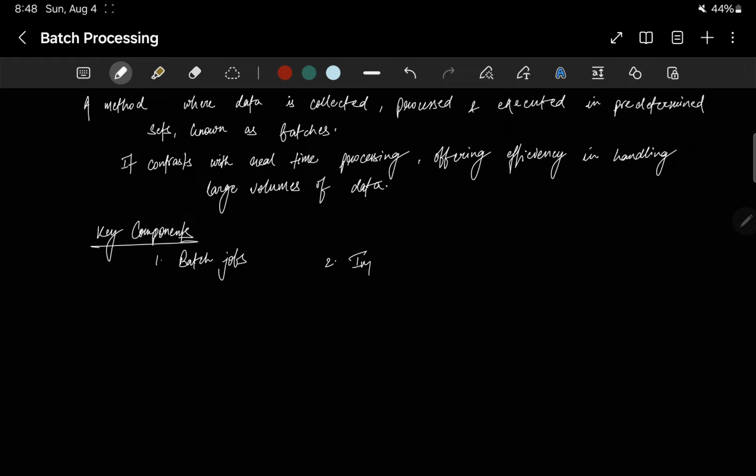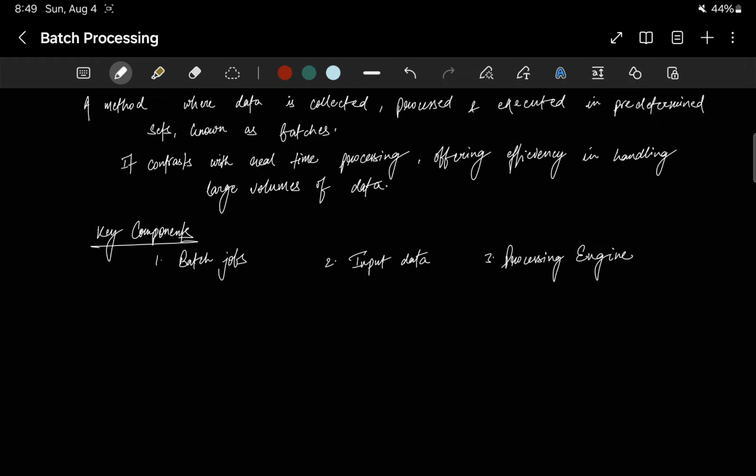Next is input data. Input data is organized into batches, typically processed from a designated source, such as a database or files. And the next is a processing engine. A processing engine orchestrates the execution of batch jobs, ensuring tasks are carried out in a systematic manner.